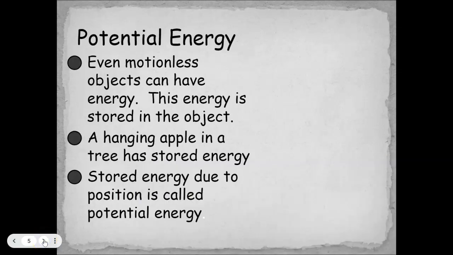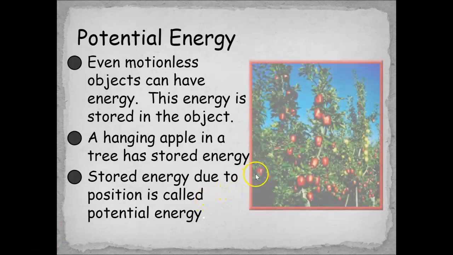So then potential energy is kind of the opposite of kinetic energy. It's the motionless objects that store potential energy. Okay, so potential energy is energy stored in the object. An example would be like a hanging apple in a tree, and then it's due to the position. Okay, so energy due to position is called potential energy.